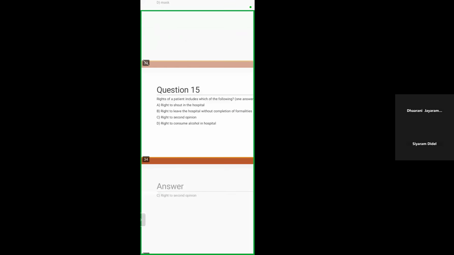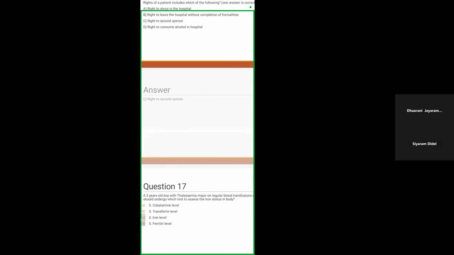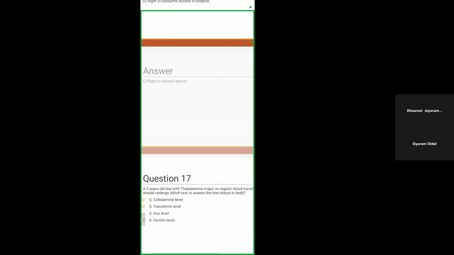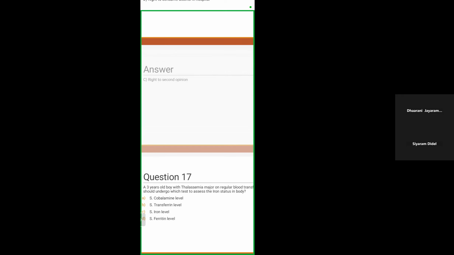Good. So it's a 3-year-old boy with thalassemia on regular transfusion. What do we normally do to check the iron status? We do it once in 3 months. Which test do we do? D is the answer. Yes, B is the most correct answer. So in thalassemia iron overload, ferritin is the reliable marker.